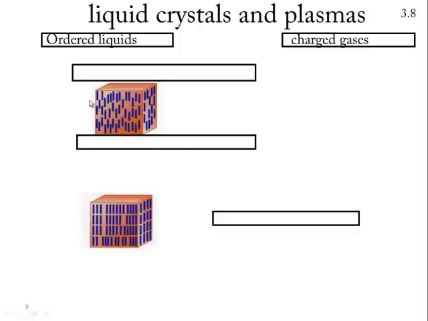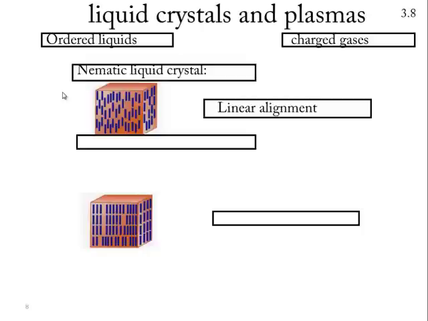Okay, here are two different types of liquid crystals looked at on a molecular level, where each blue line represents an individual molecule. This type of liquid crystal is called a nematic liquid crystal. Note that it only has linear alignment of each of the molecules. They all line up like cars on a highway, in lines.